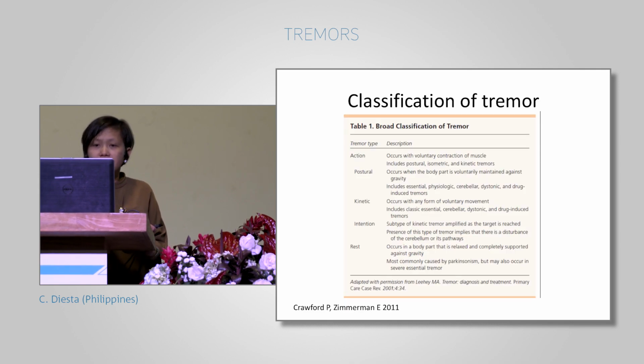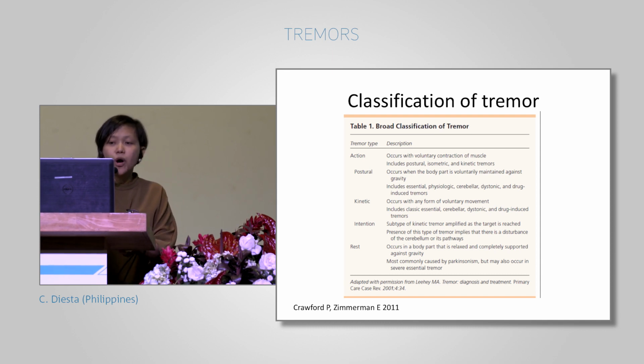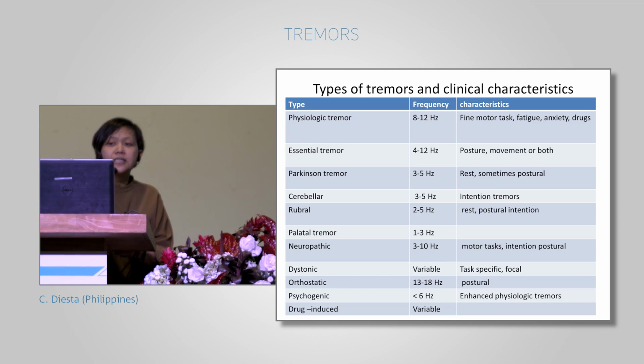So the action tremor occurs with voluntary contraction of muscle, and the postural tremor occurs when the body part is voluntarily maintained against gravity. Kinetic tremors occur with any form of voluntary movement. An intention tremor is a subtype of kinetic tremor, which is amplified. On the other hand, rest tremor occurs in a body part that is relaxed and completely supported against gravity, most commonly caused by Parkinsonism, but may also occur in severe essential tremor. So these are the types of tremors and their clinical characteristics.